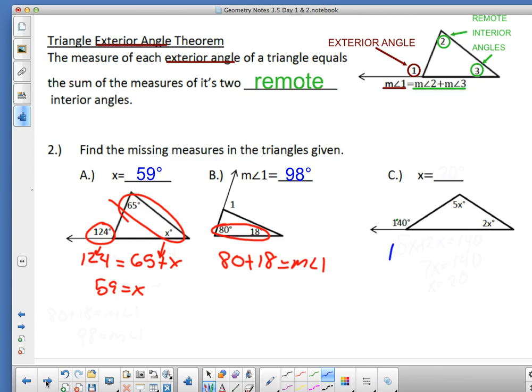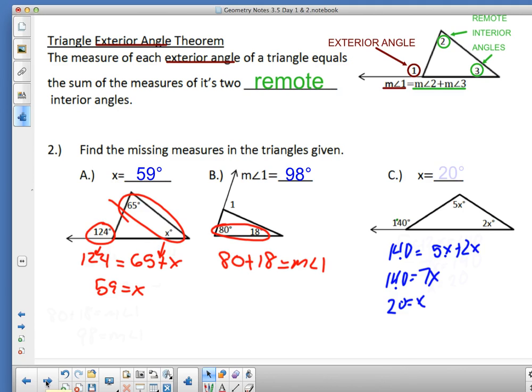Now at this point, hopefully you're seeing I got 140 equal 5x plus 2x, and that's 7x. So I got 140 equals 7x. Divide by 7 and 20 is equal to x. And they just asked me to find that instead of plugging it back in to find my measures.